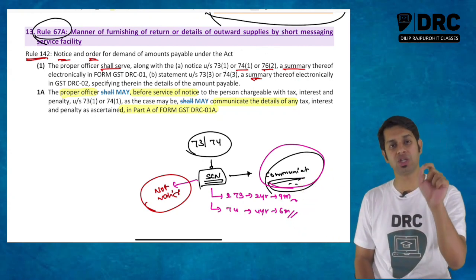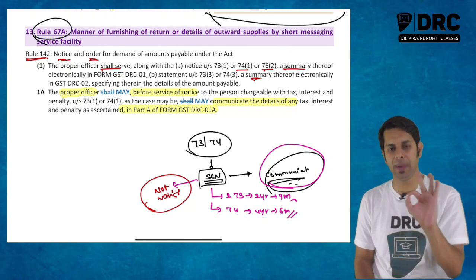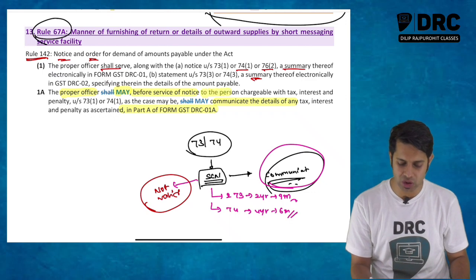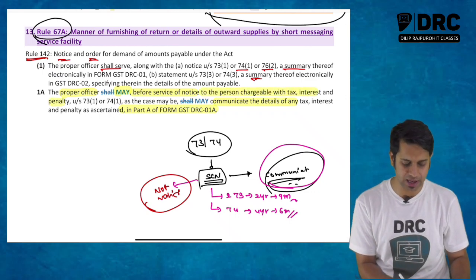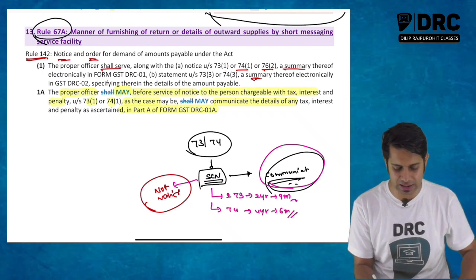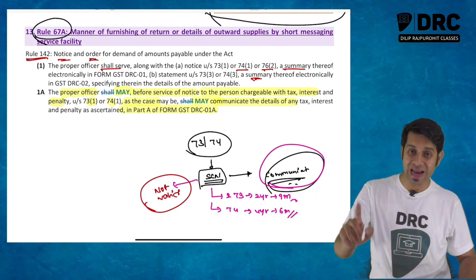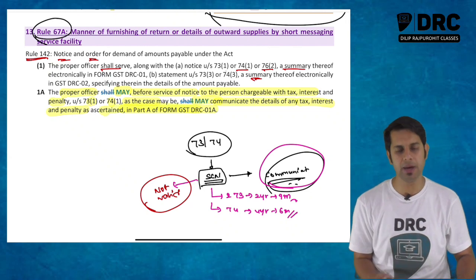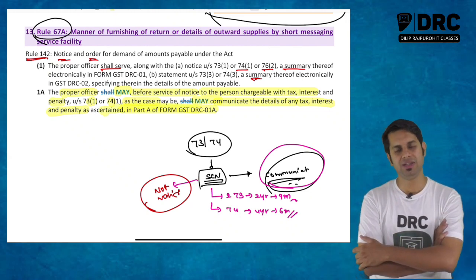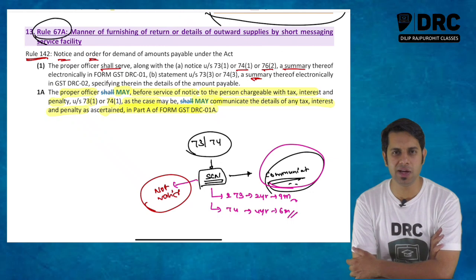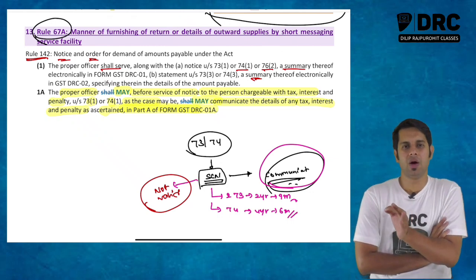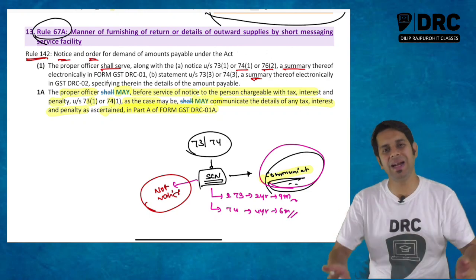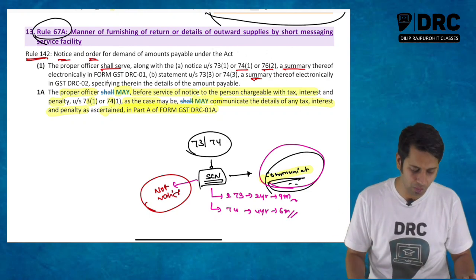Now this word which was "shall" earlier, they have made it "may". The officer may, before serving a notice to a person chargeable to tax, interest, penalty under 73 or 74 as the case may be, communicate the details of any tax, interest, penalty ascertained in Part A of Form GST DRC-01A. He may or he may not. So this communication is now not mandatory. Before it was mandatory, now it is no more mandatory.